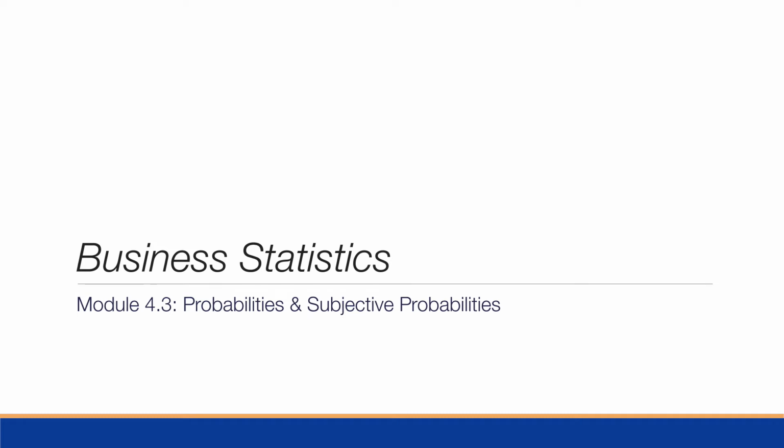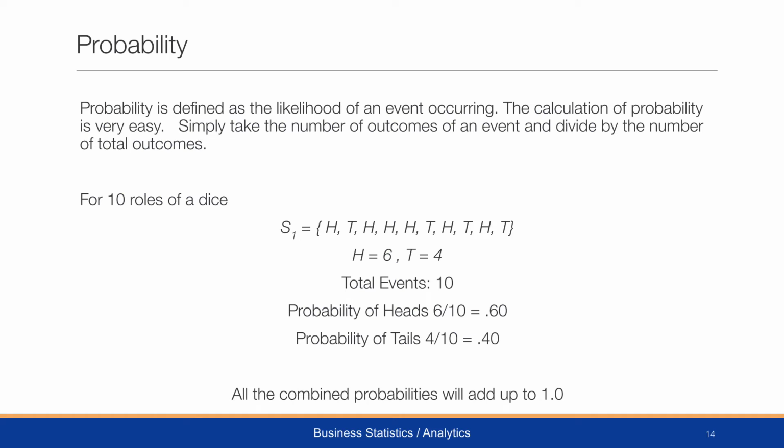We've looked previously at different numbers of events and outcomes. Let's take a look at the notion of probability. Probability is defined as the likelihood of an event occurring. Now, the calculation for probability is actually very easy. Simply take the number of outcomes of an event and divide by the total number of outcomes that you have.